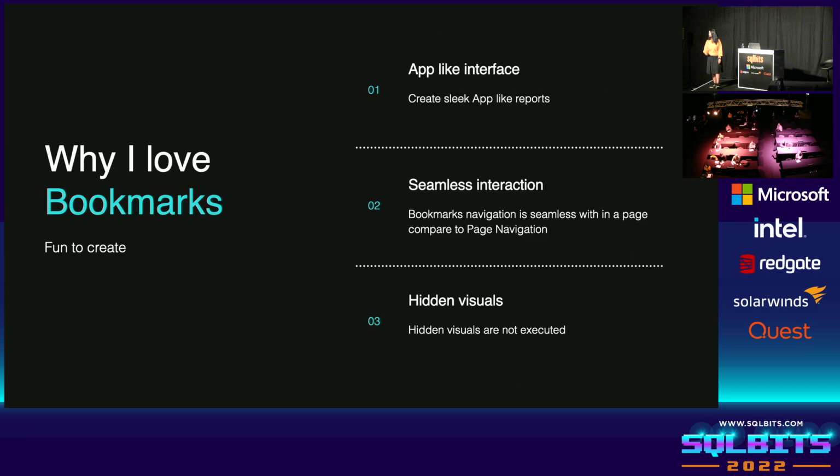So why I love bookmarks: obviously, it creates the app interface. What is the best thing about bookmarks compared to page navigation and other things is that bookmarks don't flicker. When you're moving from one page to the other page, bookmarks don't flicker. But page navigation flickers. So it gives you that seamless experience.